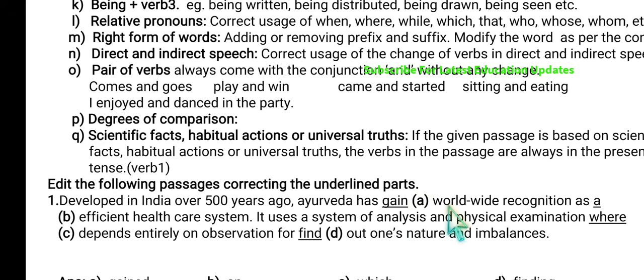That is editing. Now worldwide recognition as a efficient healthcare system. So here the underlined word is A. That means that comes under the articles topic, right? Efficient healthcare system. It uses a system of analysis and physical examination, which is supposed to be there, but where is given here? Where depends entirely on observation for find. Find is underlined here. And out one's nature and imbalances.